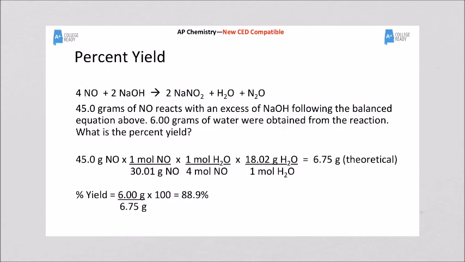So let's look at that math. So here is my molar mass. I'm dividing by it. Here's my 1 to 4 mole ratio, molar mass of water. There's my theoretical yield. Notice it has to be higher than actual. I divide, times 100, and there is my percent.